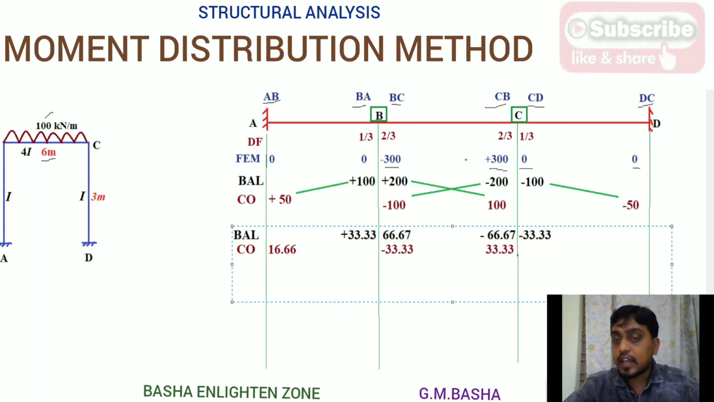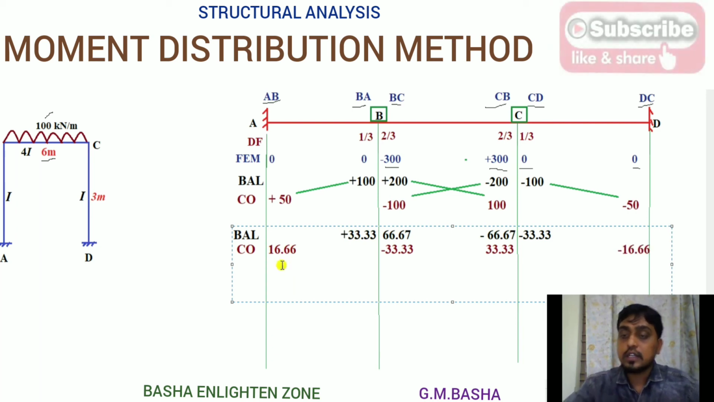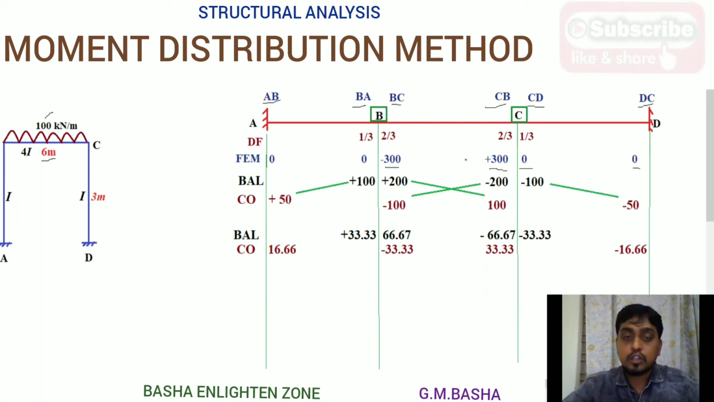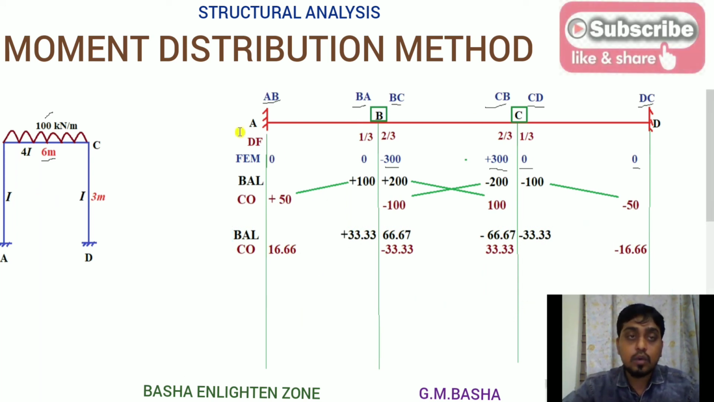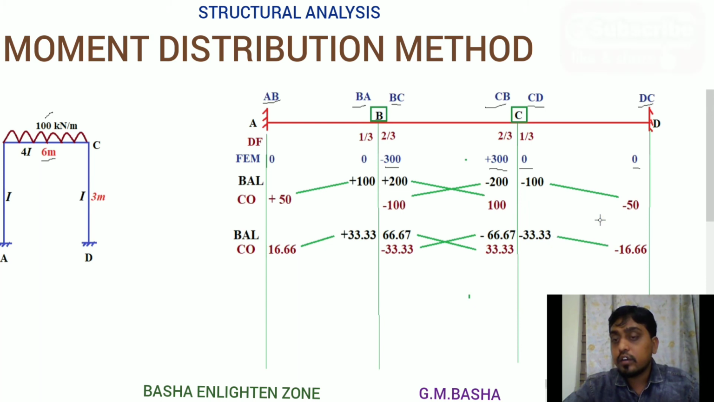Again the carryover takes place from CD to DC. That is minus 33.33 divided by 2. Already the same value will get here, which is minus 16.66. So I will assign the symbols also where it will take place carry over, from here to here, similarly from here to here, similarly from here to here, similarly from here to here.